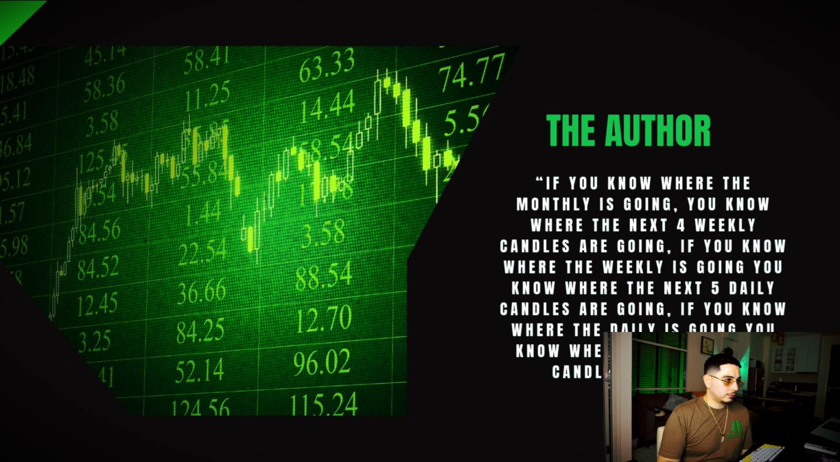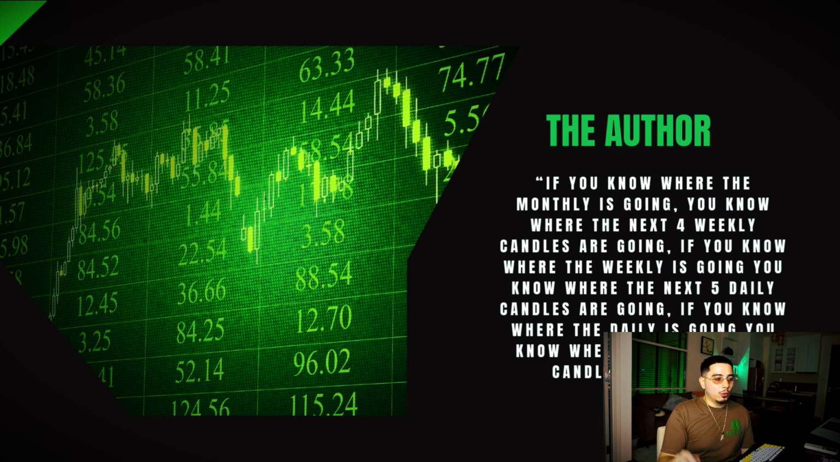One of my mentors is called the author. He's got a group called the Renaissance Group, so go and check that out. He's got a really good quote, which is, if you know where the monthly is going, you know where the next 4 weekly candles are going. If you know where the weekly is going, you know where the next 5 daily candles are going. If you know where the daily is going, you know where the 6 4-hour candles are going. I know that a lot of you might think, oh, isn't that pretty obvious, because that's how many candles there are in each of these bigger candles. But really think about what he's saying here.